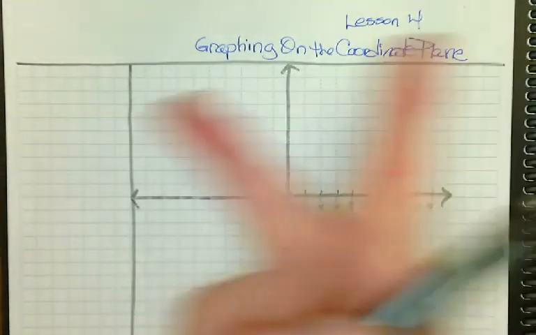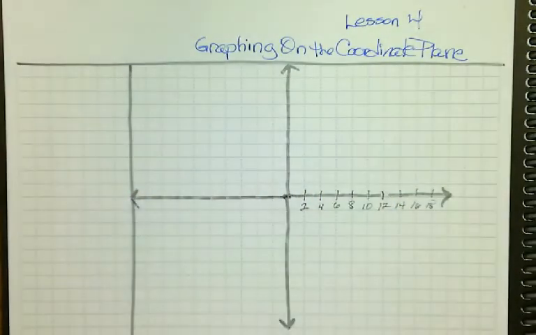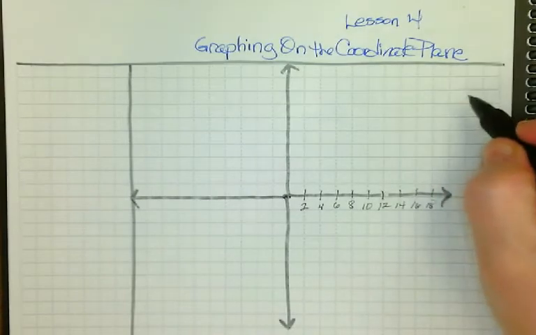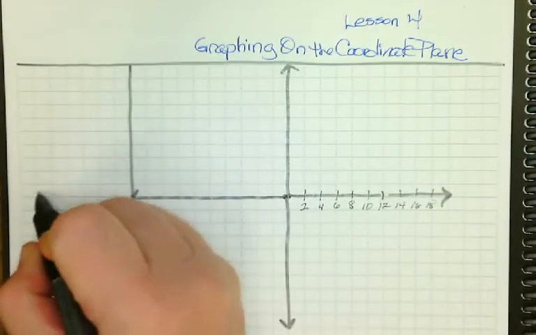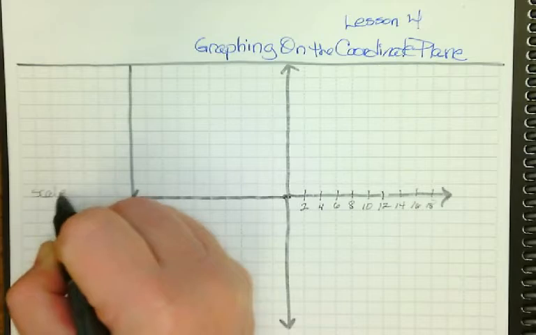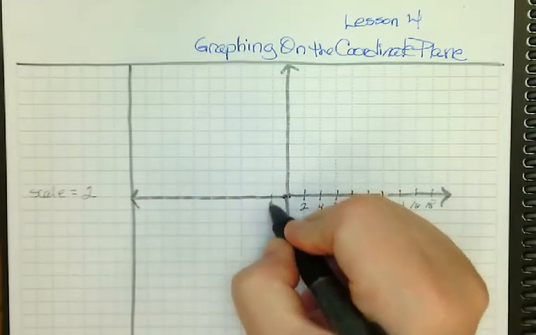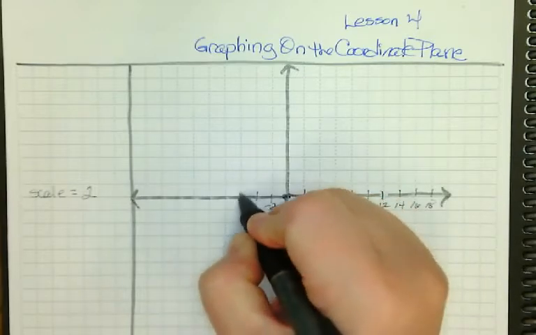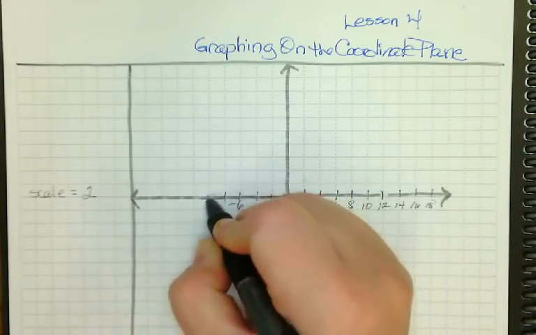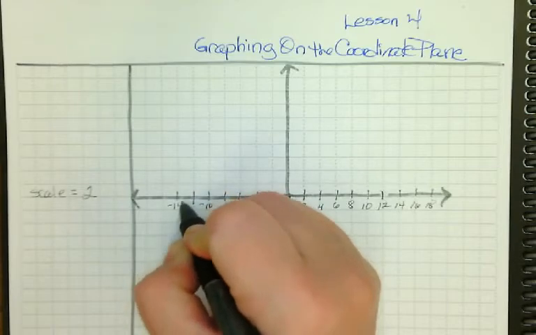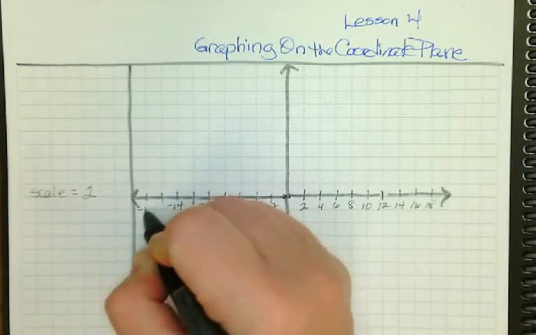2, you're right, 2, okay? So my scale, I'm going to write it over here. So this would be -2, -4, -6, -8, -10, -12, -14, -16, -18.